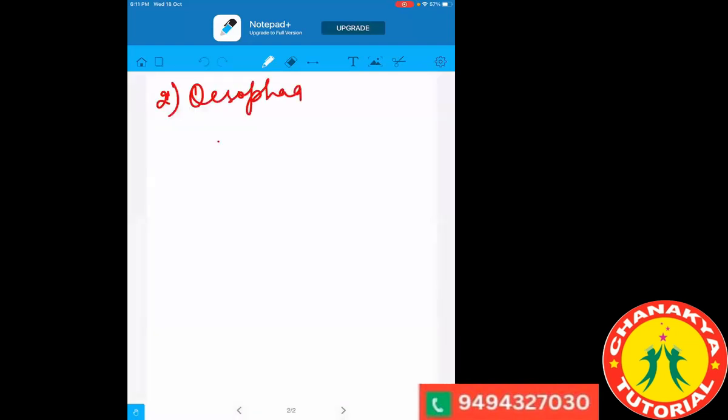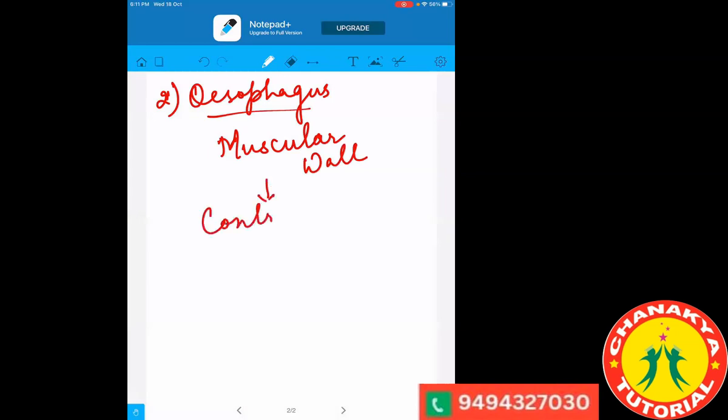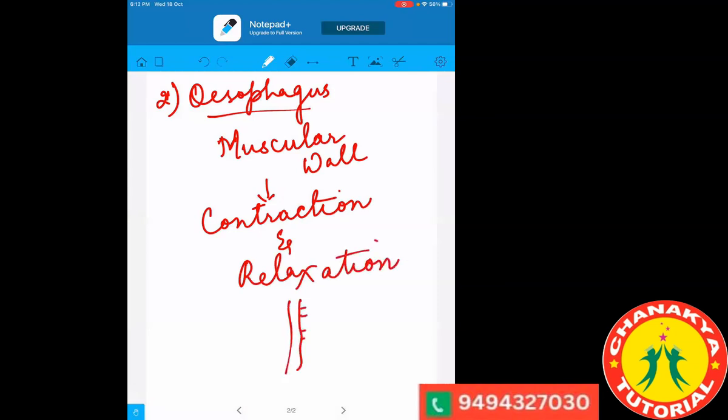This muscular wall is present on the wall of the esophagus. Due to this muscular wall, they start contraction and relaxation. Who starts it? The muscular wall. Suppose this is the wall, it has the muscles. These muscles contract and then they relax.